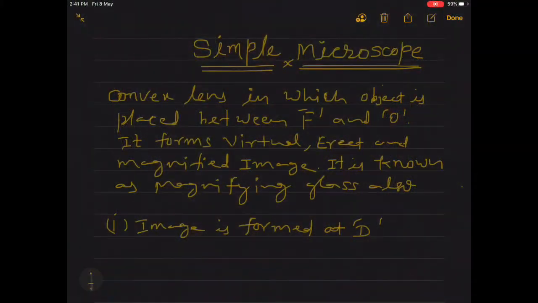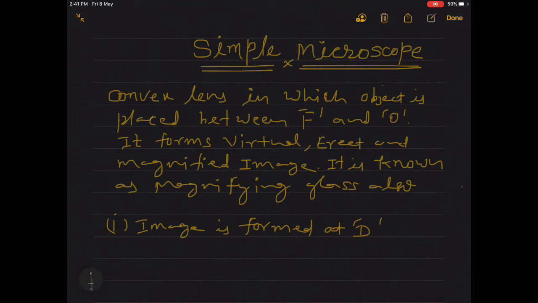So let us begin today with the new topic that is related to optical instruments, and the very first optical instrument we are discussing today here is simple microscope.